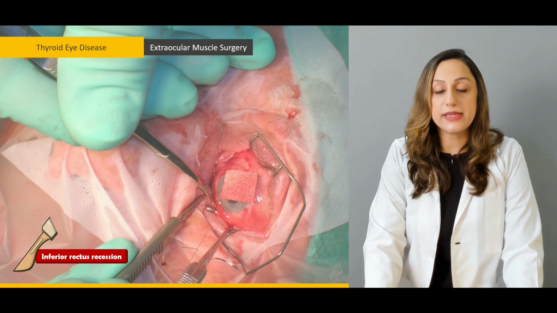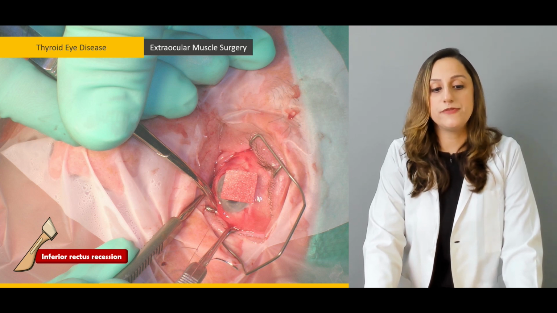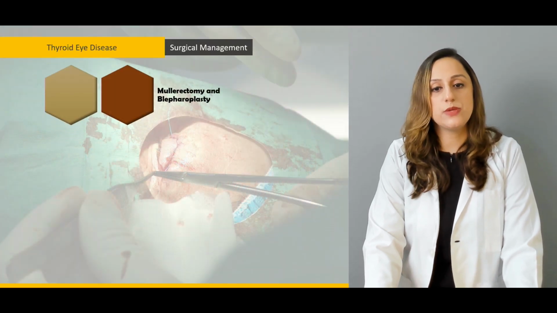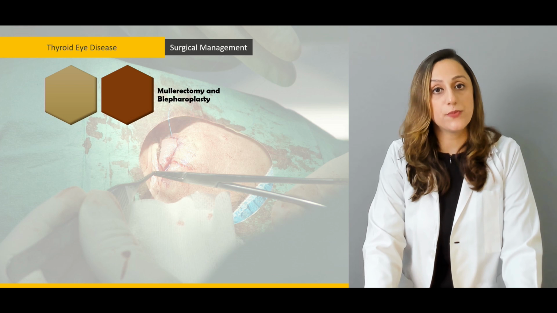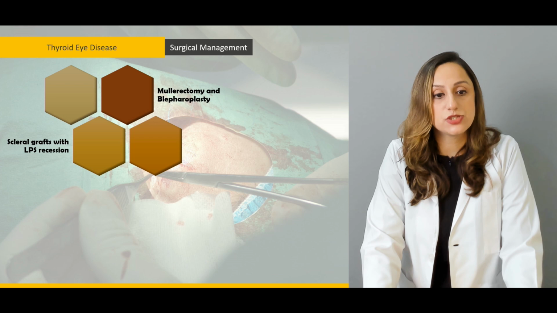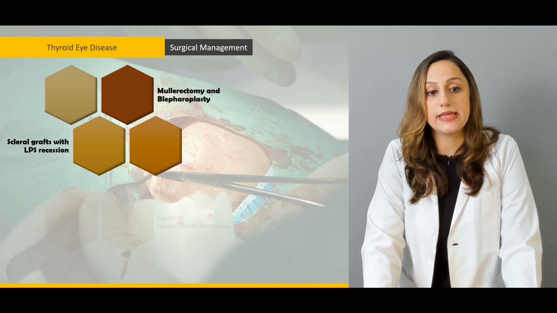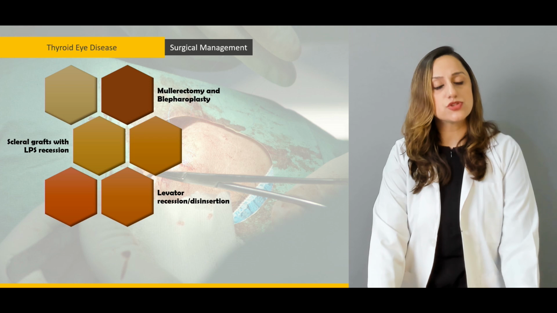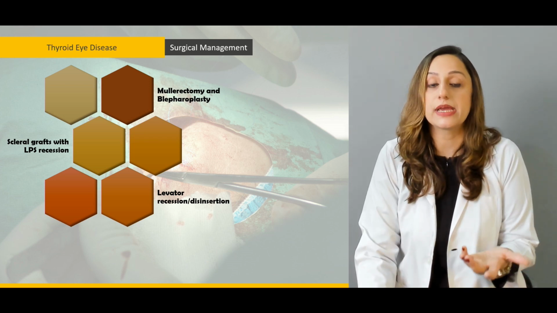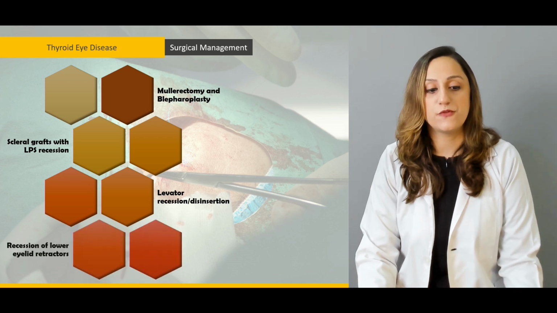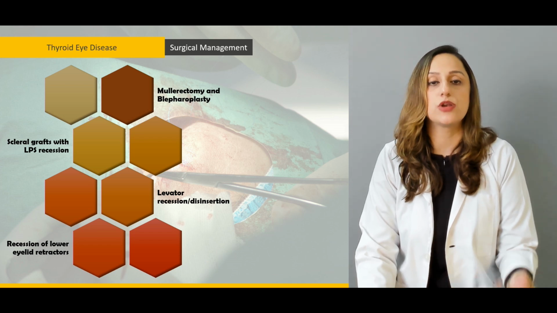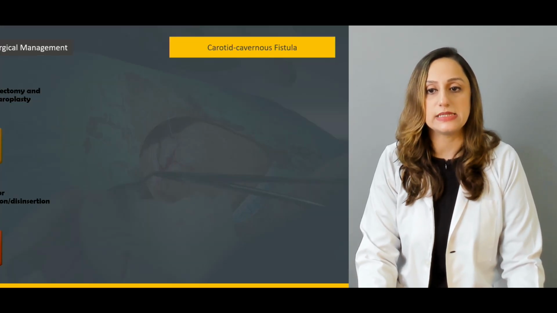Then we also perform the extraocular muscle surgery involving the inferior rectus recessions. And sometimes we perform the Müllerectomies, blepharoplasties, just to inhibit the exposure keratitis in these patients. We perform the scleral grafts with levator palpebrae recessions, levator recessions, all of these just to treat the lid lags in these patients. So the exposure keratitis can be affected. There is a recession of the eyelid retractors being done also, and that is one of the major surgical procedures being done.